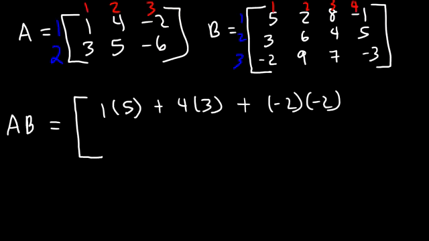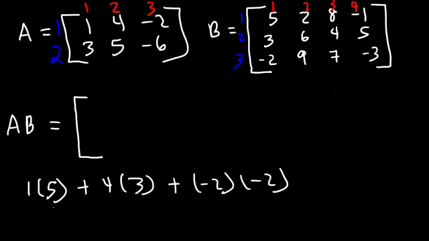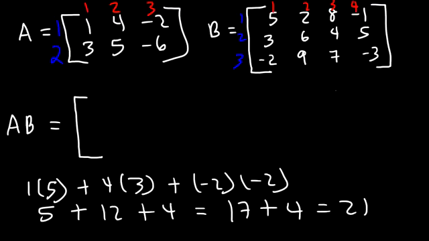It might be wise for me to perform the operation somewhere else. So let me get rid of this. I'm going to put the answers there. So it's going to be 1 times 5 plus 4 times 3 plus negative 2 times negative 2. So this is going to be 5 plus 12 plus 4. 5 plus 12 is 17. 17 plus 4 is 21. So because we multiplied row 1 by column 1, we need to put this answer in row 1, column 1. So this is row 1, row 2, and this is going to be column 1, 2, 3, and 4.